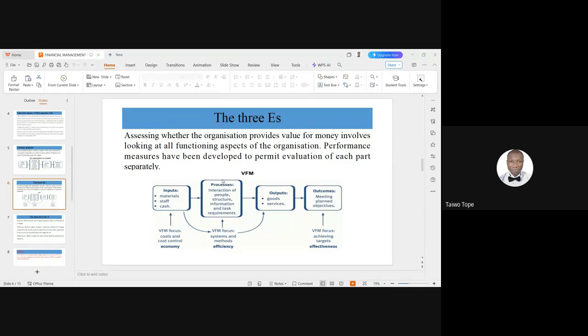Looking at the diagram on the screen, input entails material, staff, cash. Now, value for money focuses on what? The cost and cost control. That is the aspect of economy. You are trying to be rational, trying to get the best at the cheapest rate. That is the economy aspect of the three E's of value for money. So you don't just spend anyhow. You need to get value for every 1 naira you're giving out.